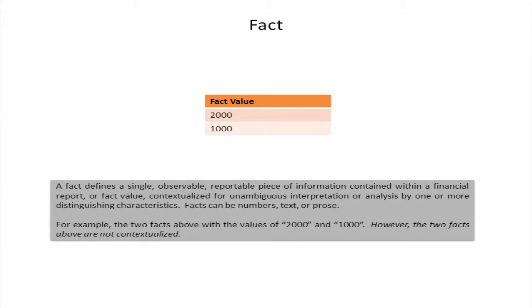A fact defines a single, observable, reportable piece of information contained within a financial report, or a fact value that is contextualized for unambiguous interpretation or analysis by one or more distinguishing characteristics. Facts can be numbers, they can be text, they can be prose. For example, the two facts above have the values of 2,000 and 1,000. However, the facts are not contextualized.